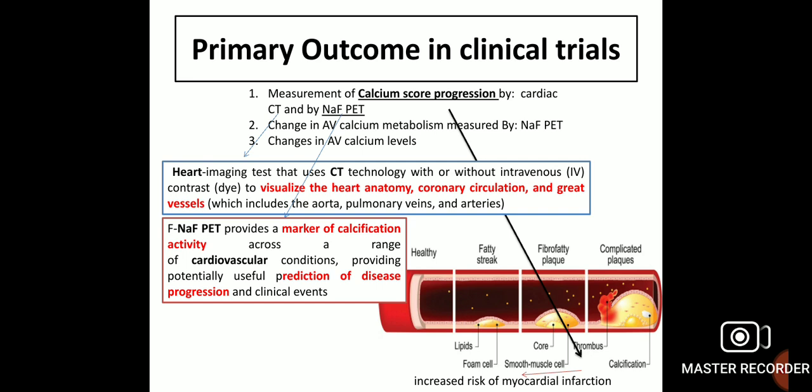Then what is cardiac CT and what is cardiac NaF PET scan? Cardiac CT, that is computed tomography, is a heart imaging test that uses CT technology, with or without intravenous contrast, that is dyes. They are generally used for visualization of the heart anatomy, coronary circulation and great vessels, which include the aorta, pulmonary veins and arteries. So this is this.